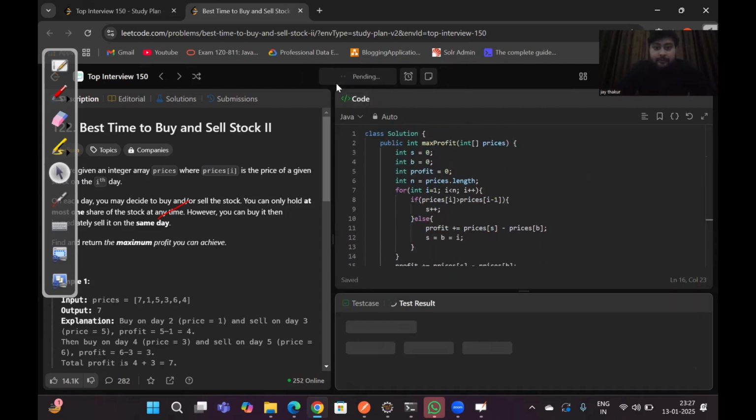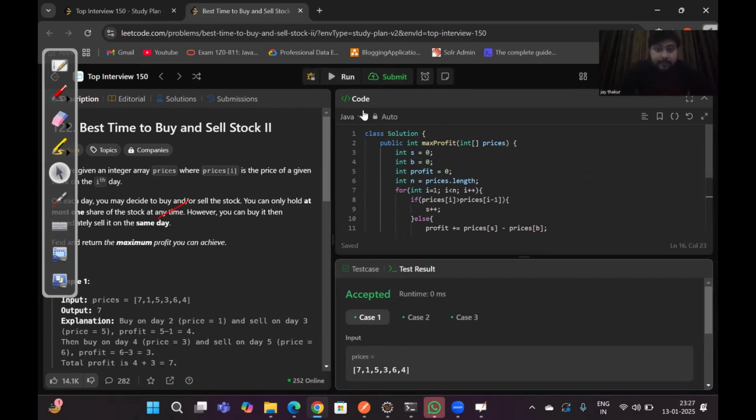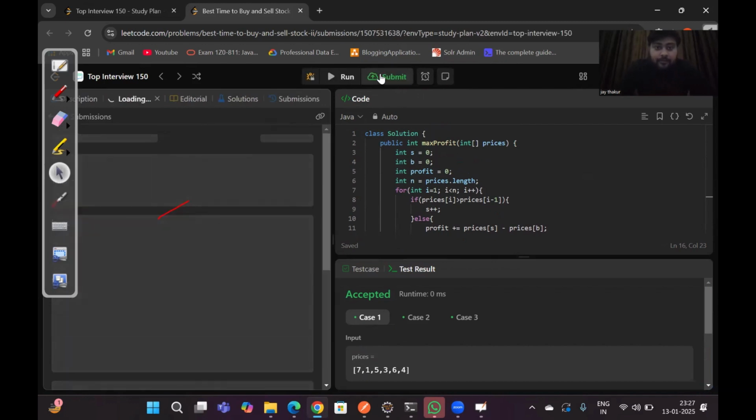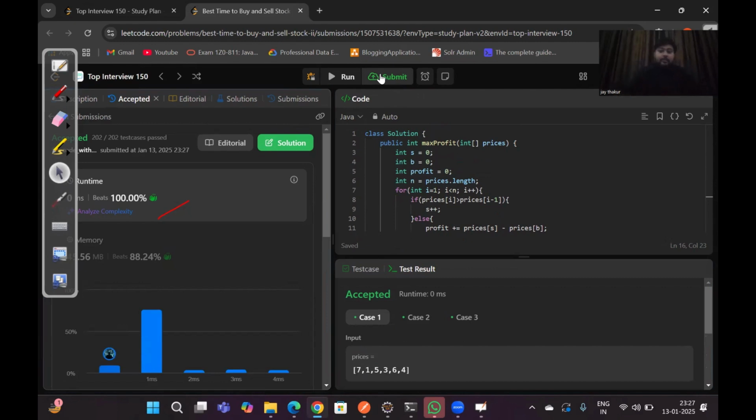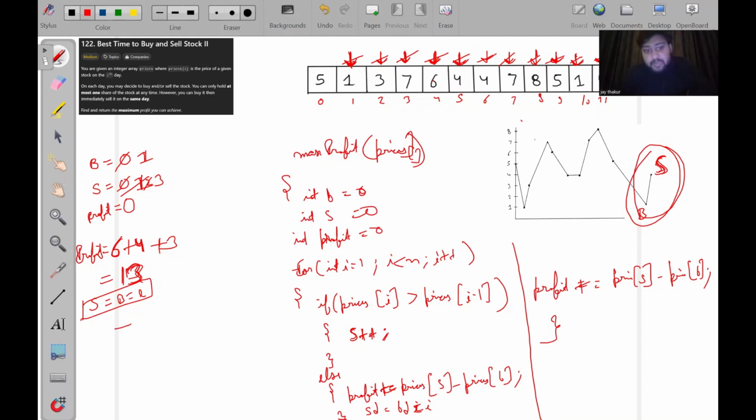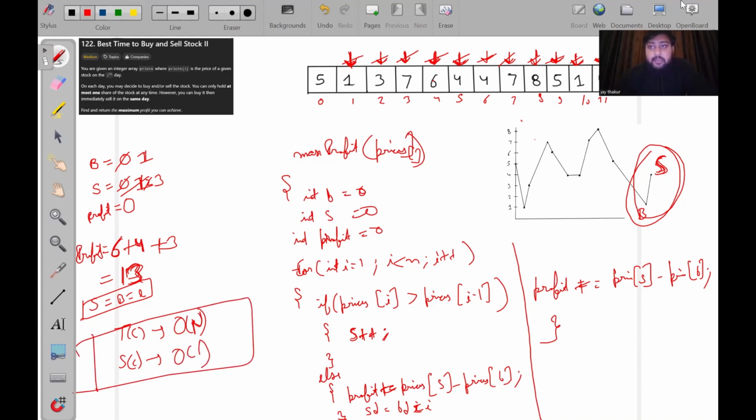Now let's try to submit this. Okay, all the test cases are passed. Let's try to submit this. Okay, and it is accepted. Now, if we analyze the time complexity for this, the time complexity is order of n. Why? Because we are traversing the whole array one time. That's why the time complexity is order of n. And as we are not taking any extra space, the space complexity is O of 1. So this is our time complexity and space complexity.